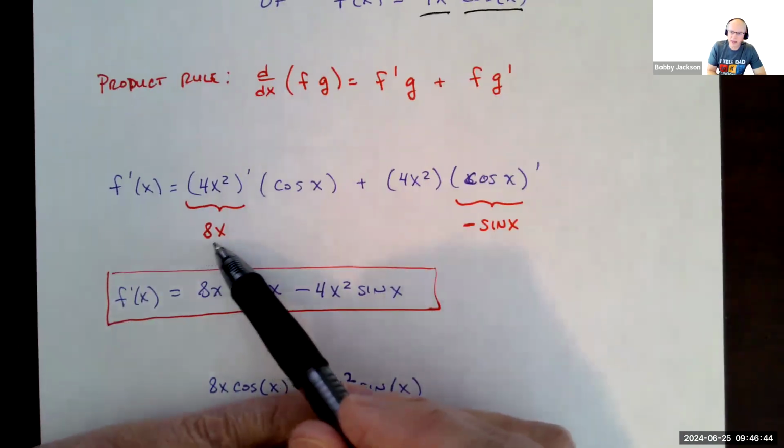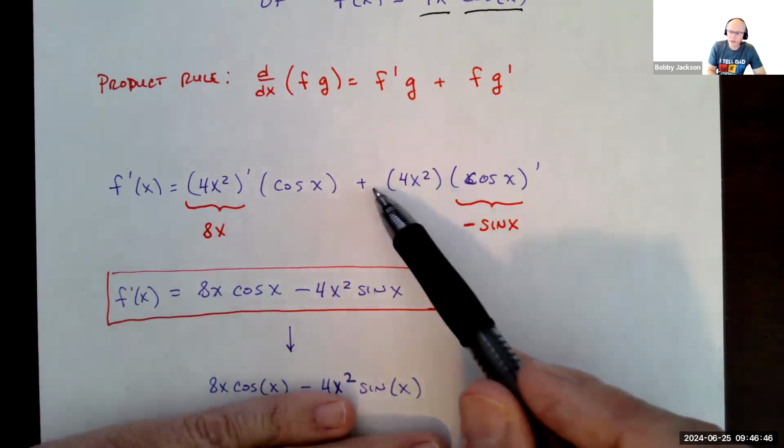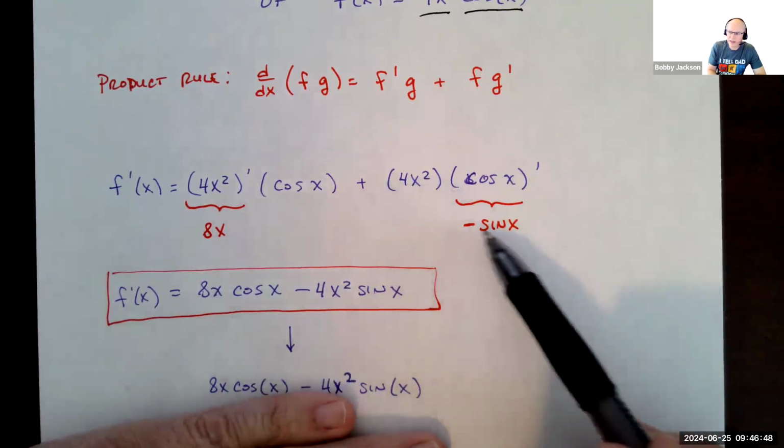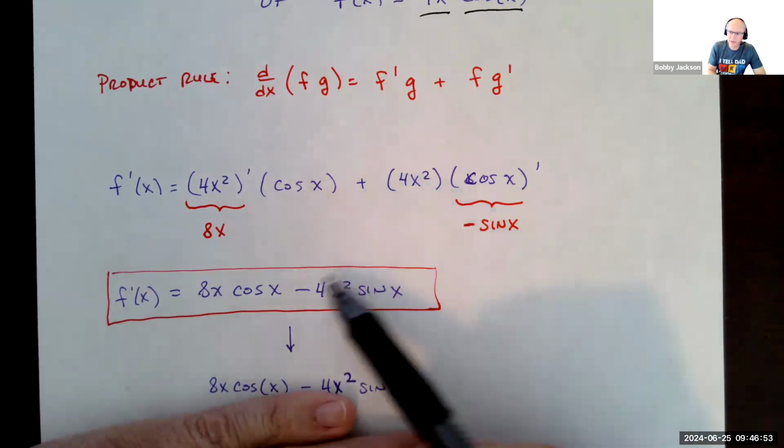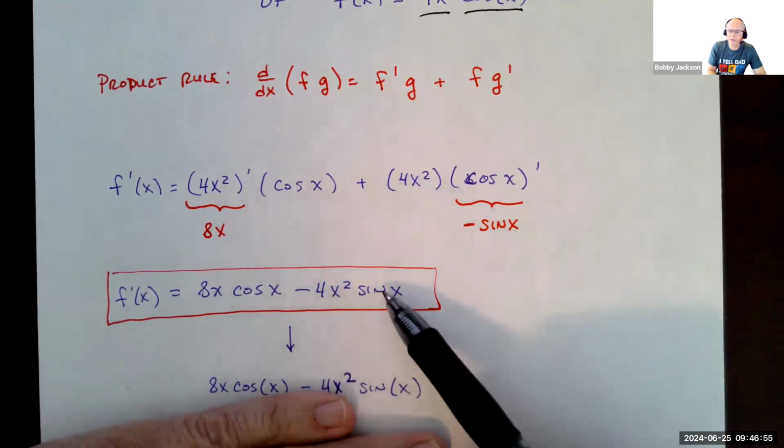When I clean this up, I get 8x times cosine of x plus 4x squared times a negative sine of x. So plus a negative becomes negative, right? Positive times negative, negative 4x squared sine of x.